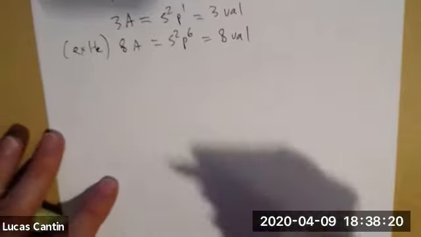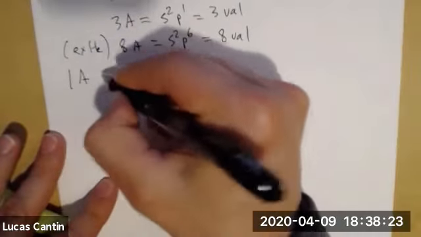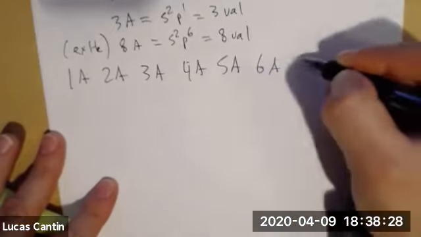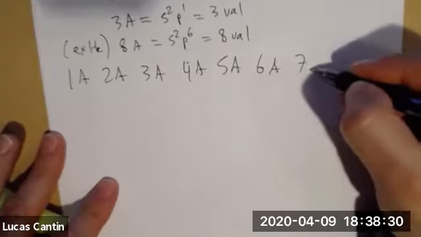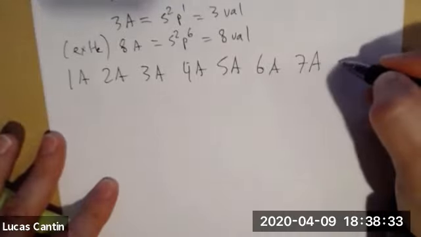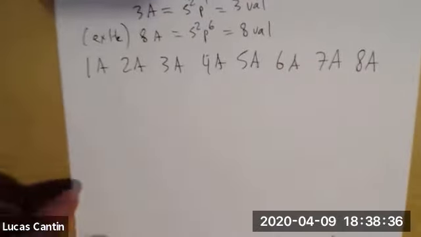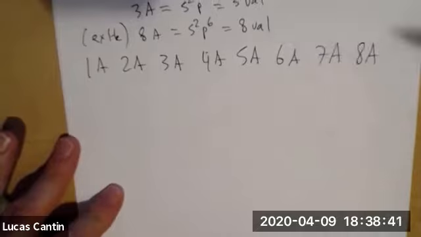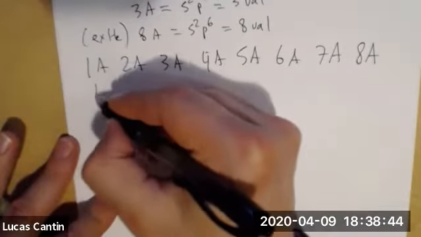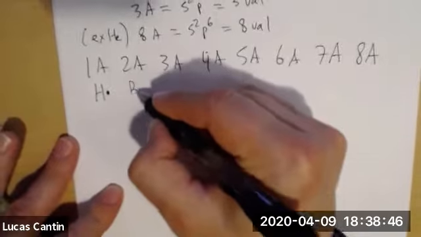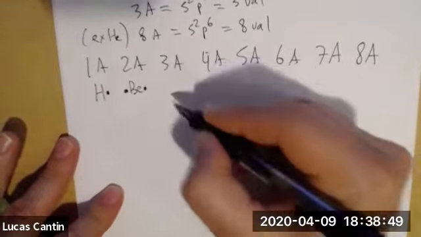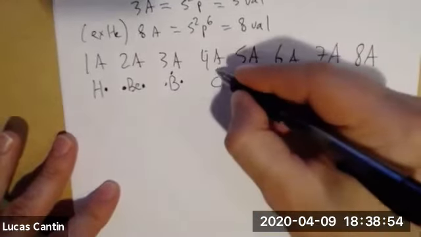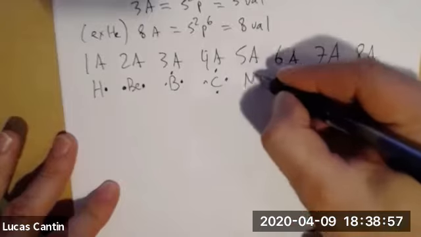So let me actually make a chart here. 1A, 2A, 3A, 4A, 5A, 6A, 7A, 8A. I'm going to skip the transition metals and the inner transition. If this holds true, then each electron is a dot. So hydrogen would have 1 dot, and beryllium would get 2 dots, and boron would get 3 dots, and carbon would get 4 dots, and nitrogen would get 5 dots.